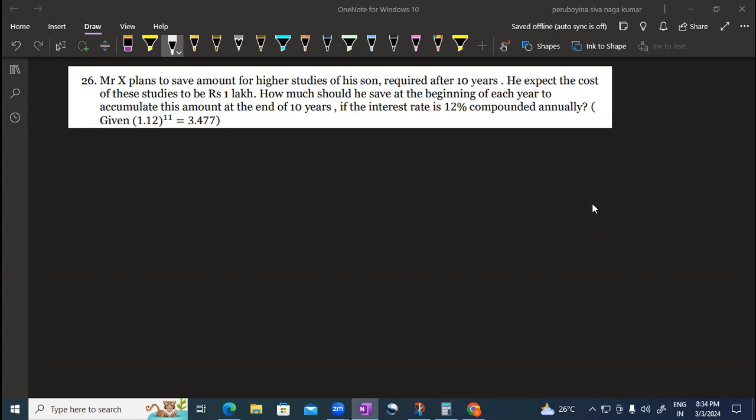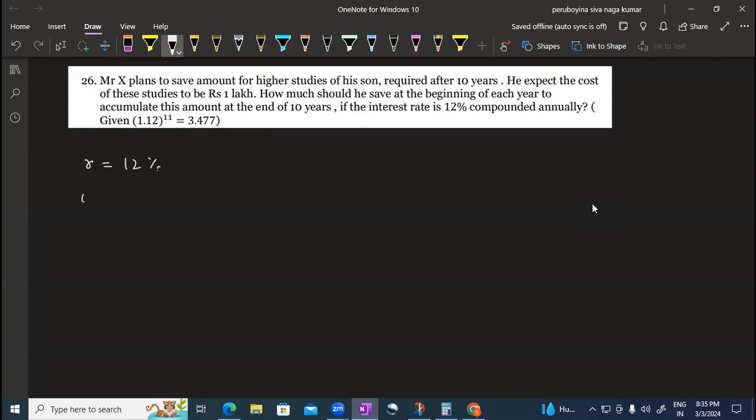Question number 26. Mr. X plans to save an amount for higher studies for his son, required after 10 years. He expects the cost of studies to be 1 lakh rupees. How much should he save at the beginning of each year to accumulate this amount at the end of 10 years if the interest rate is 12% compounded annually?